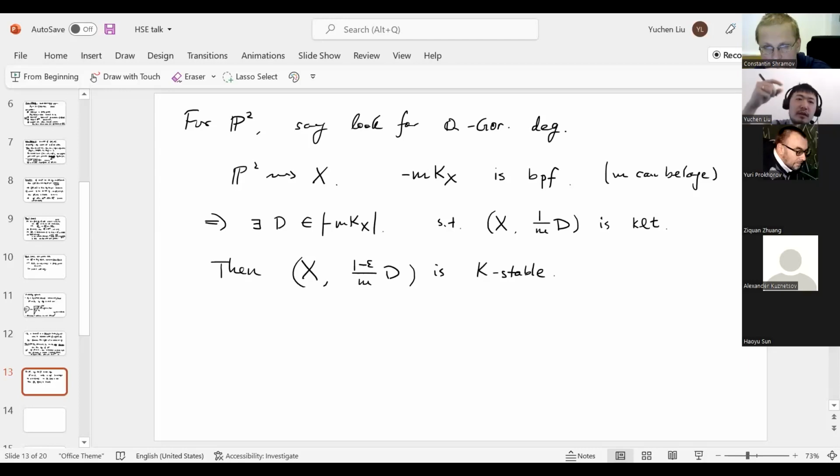So therefore, this appears in the K-moduli space of higher degree plane curves. And actually, we show that every such surface appears in our plane curve moduli space. Of course, your degree should be large enough.